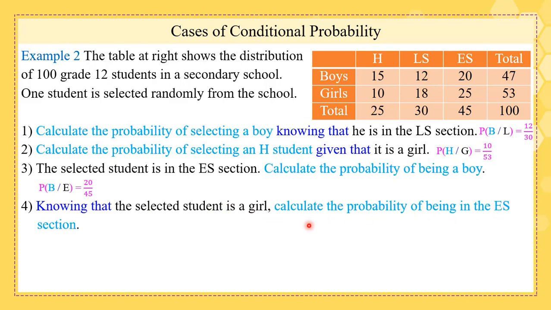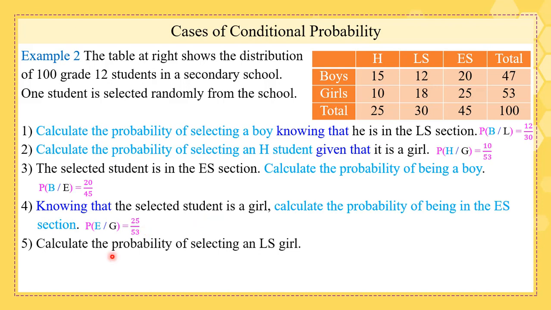This also means conditional probability because we do have knowing that, and this is equal to P of E given G. So we come to the girls section, and from this section we choose an ES student, so it will be 25 over 53. Now calculate the probability of selecting an LS girl. Pay attention, this is not a conditional probability. For conditional probability, as I said before, we have some terminologies such as knowing that, given that, statement with a point, and then calculate the probability and so on.